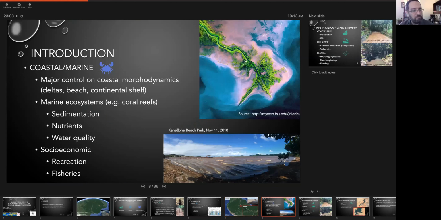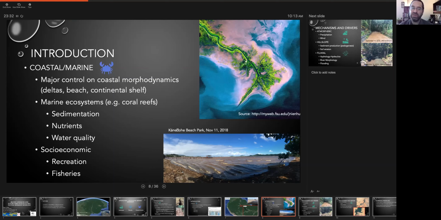Okay, so I want to talk about, sorry, before I move on to the processes, I forgot this last bit, which is the coastal and marine environment. So again, the question is, why do we care about fluvial sediment? Because, and this is the third element, it has a major impact on the coast and the marine environment. And there's a lot of factors there.